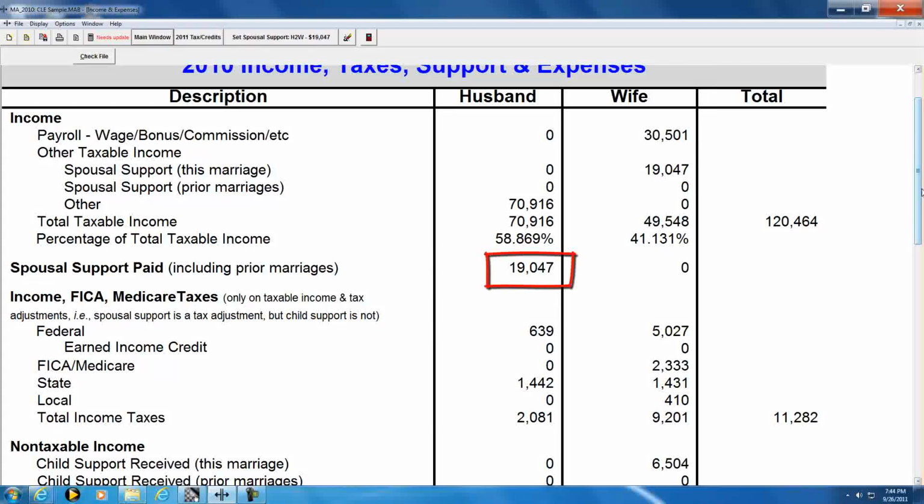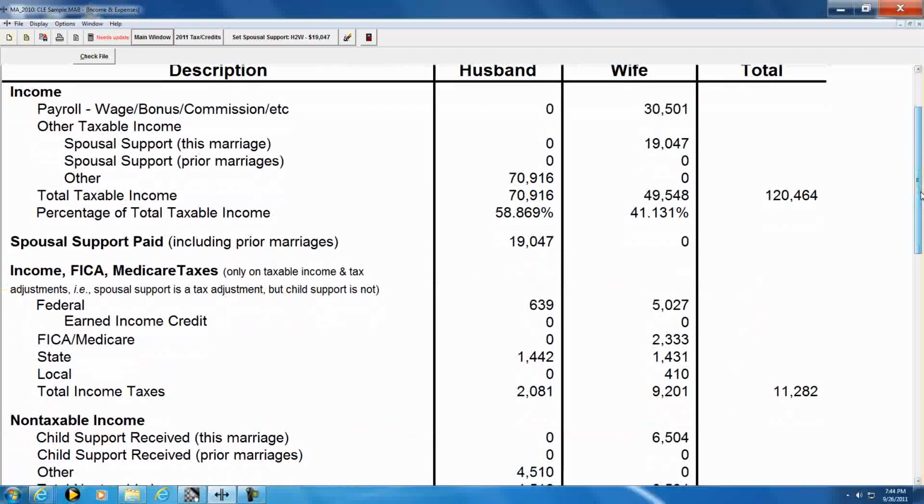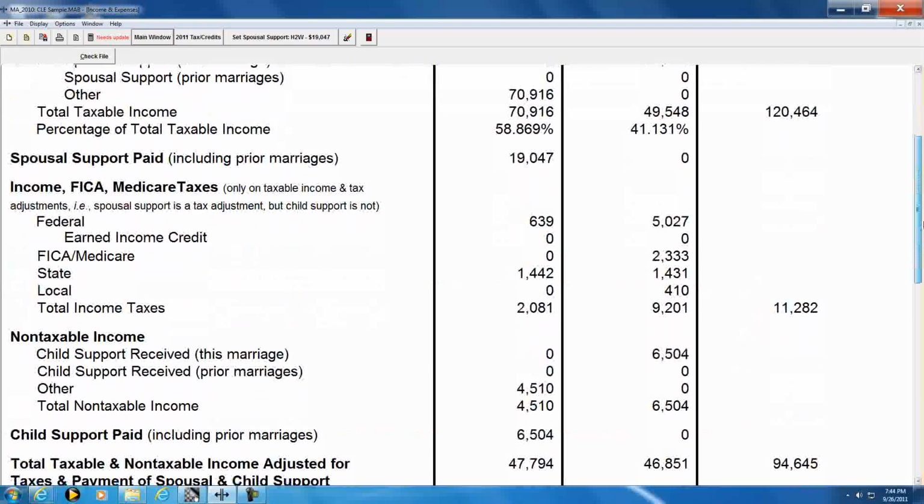The next item is an adjustment to total income resulting from spousal support paid, and that's the $19,000 amount in the husband's column. The next section of the ITSE form breaks down the taxes based on the income and adjustments that we've just looked at. It shows that the husband's total tax liability is $2,081, and the wife's is $9,201. Why the huge difference?